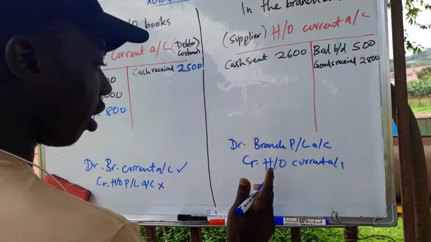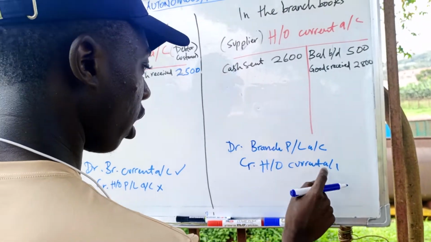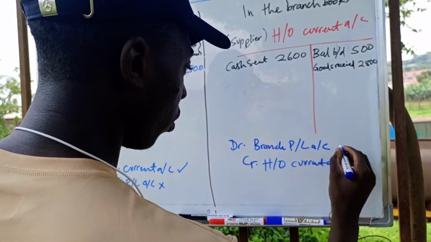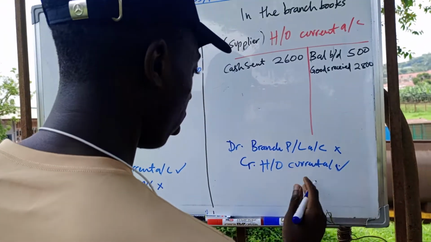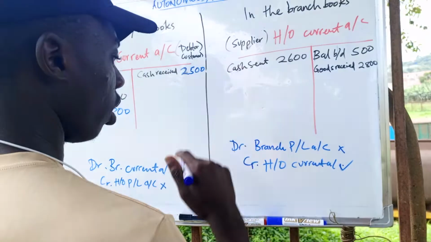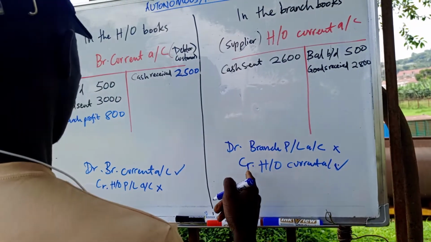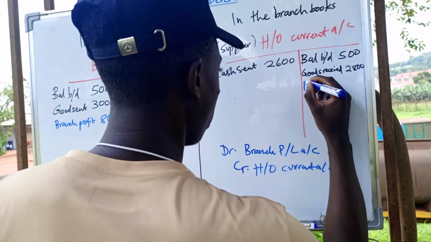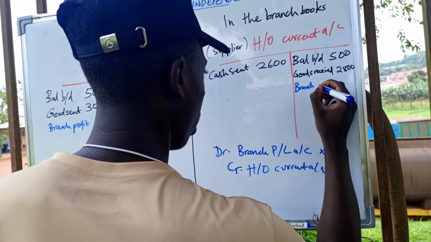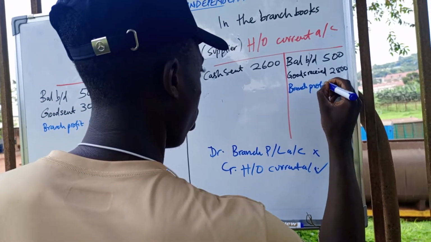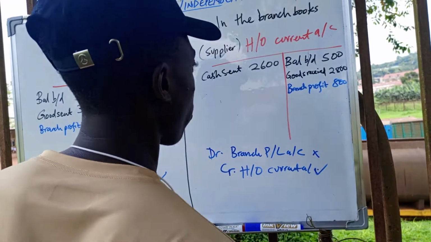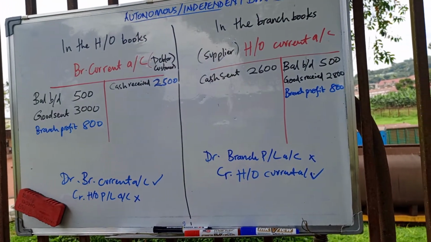Then this side, they haven't asked me for the branch profit or loss account. I ignore it. Then I pass what they have asked me, the head office current account, which is this one. So I'm supposed to be crediting it with branch profit, which is 800.